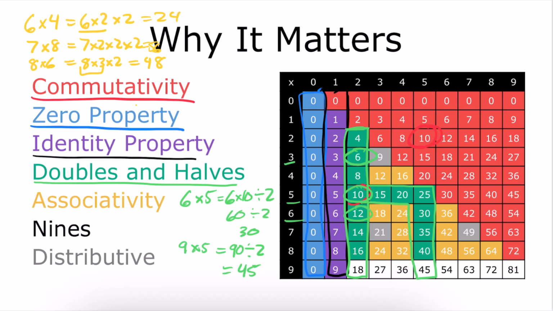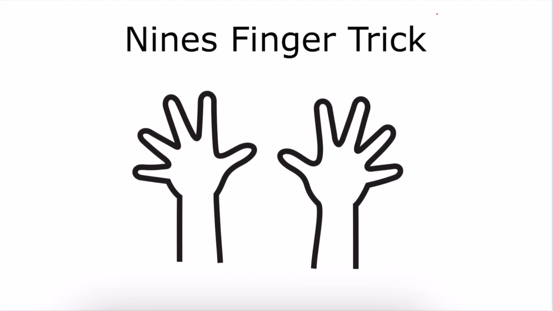So a lot of these thinking strategies will overlap each other, but these properties of multiplication are basically where the thinking strategies come from. So another trick that I really like teaching my students when I teach multiplication is the nines trick. So the nines finger trick basically works on the way that our base works. So since our base is base 10, the number 9, which is one less than the number 10, has this interesting pattern to it.